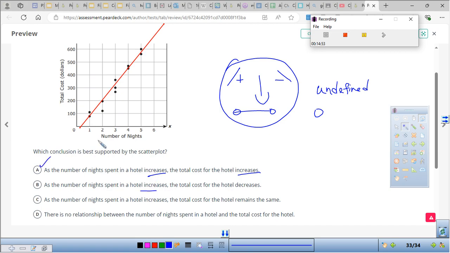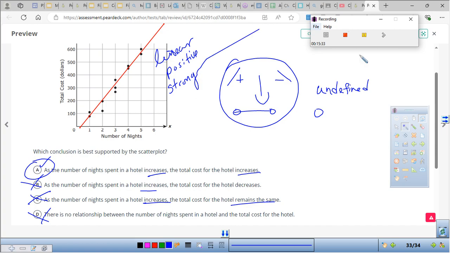As this increases, it decreases? No. As you go to the right, the graph is going down, so that's not the answer, definitely not. Increases, it remains the same, definitely not. And then last one here, there's no relationship. Now this one right here, I'm going to just throw some keywords here. It is linear. It's positive. And since the points are really close around the line, we're going to go with a strong positive linear relationship.